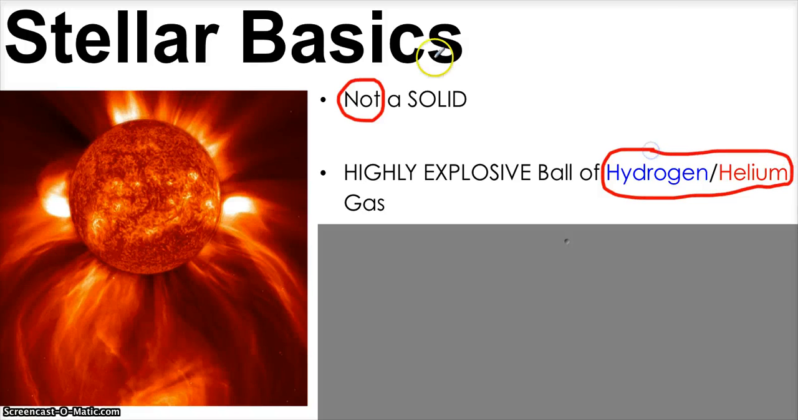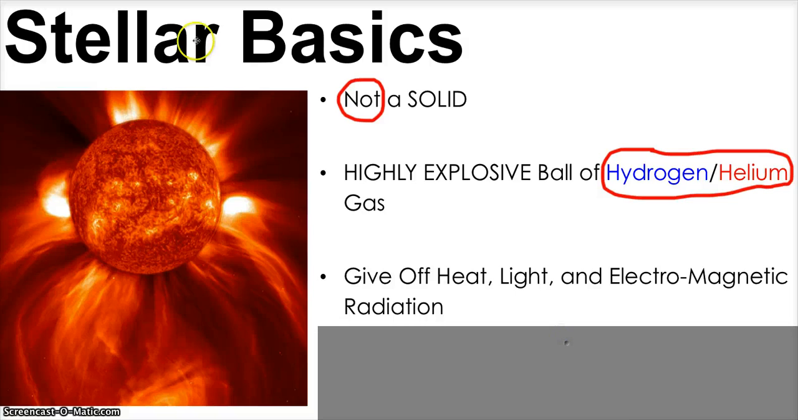Different types of stars have different amounts of each of the gases. Our star is mostly helium because the hydrogen is turned to helium, but we'll go a little bit more into detail with that later. Stars are different than planets, anything else in the solar system, because they give off heat.